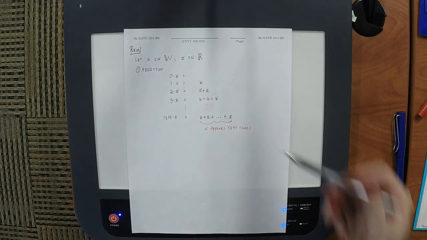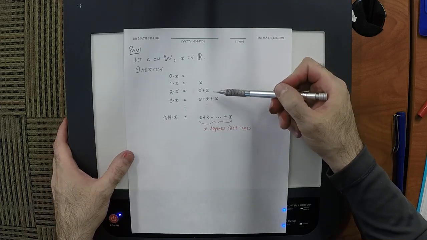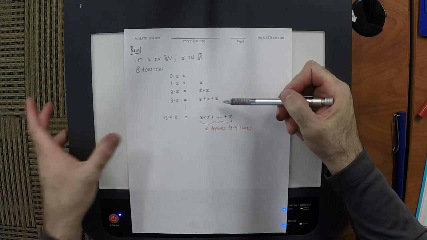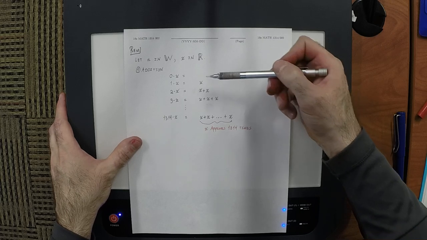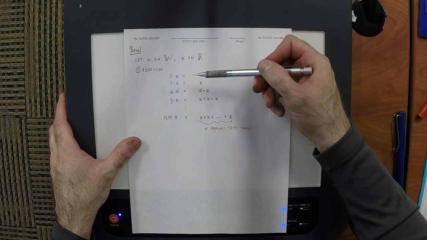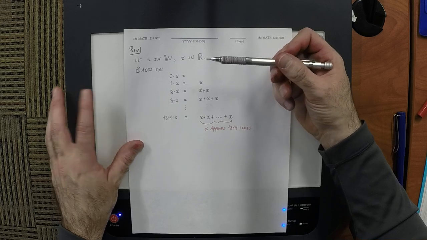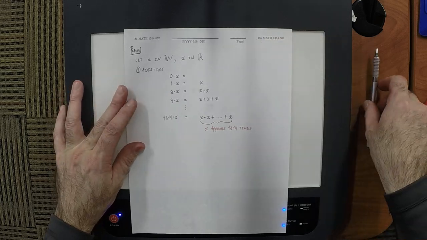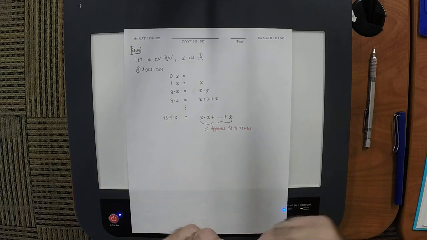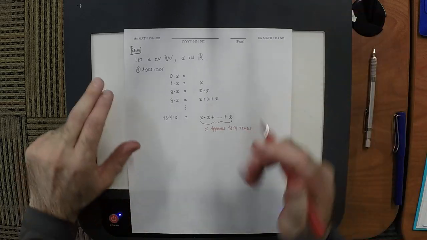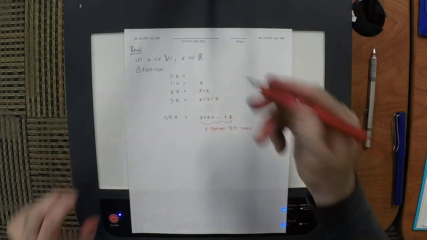Now, wait a second. If 2x is make 2 copies of x and add them all up, and 3x is make 3 copies of x and add them all up, then how do we make sense of this? 0x is, you make how many copies of x? Zero. And then you add them all up, right? So what's happening is that the definition is slightly incorrect, and now I can fix it.